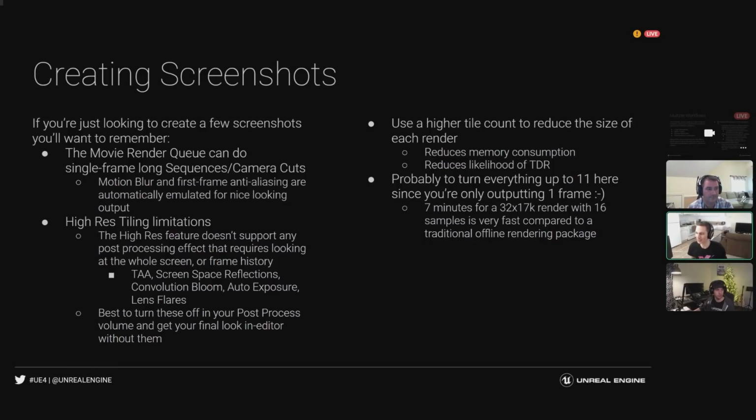Generally, if you're only making one screenshot, it's not going to matter if it takes 10 or 15 minutes. As you saw earlier in the presentation, it only took us 7 minutes to render a 32,000 by 17,000 image with 16 samples. It's very fast compared to a traditional offline rendering package. Andy, I don't know if you have any ballpark figures of what that might be in an offline package. Yeah, renders like that can be hours long. It could be plus 1 hour for a render like that in an offline package.